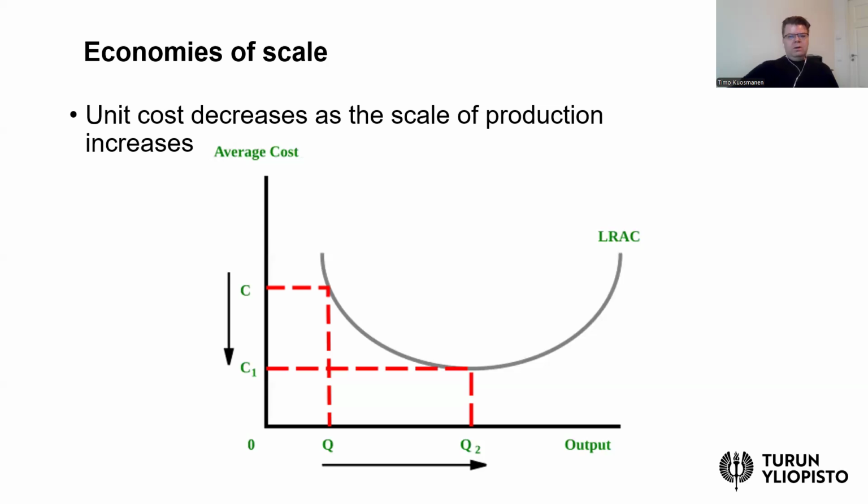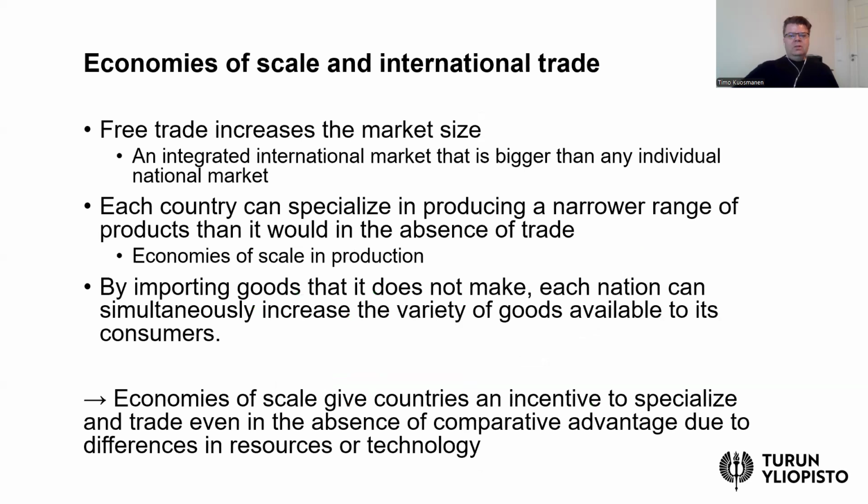So how are economies of scale related to international trade? There are many connections, in fact. First of all, it's good to observe that if we open up for free trade, then the market size itself increases. Obviously, an integrated international market is bigger than any individual national market. This can give countries an incentive to specialize in producing a more narrow range of products than they would in the absence of trade, and therefore utilize the economies of scale.